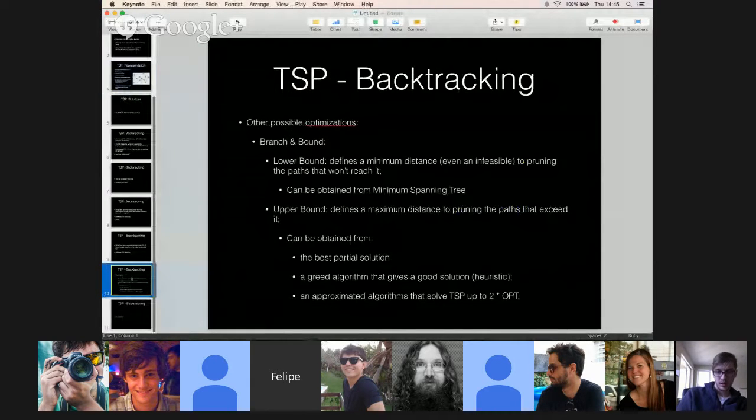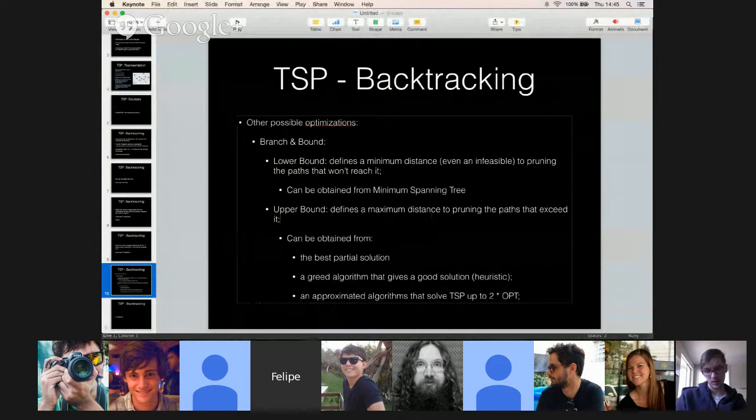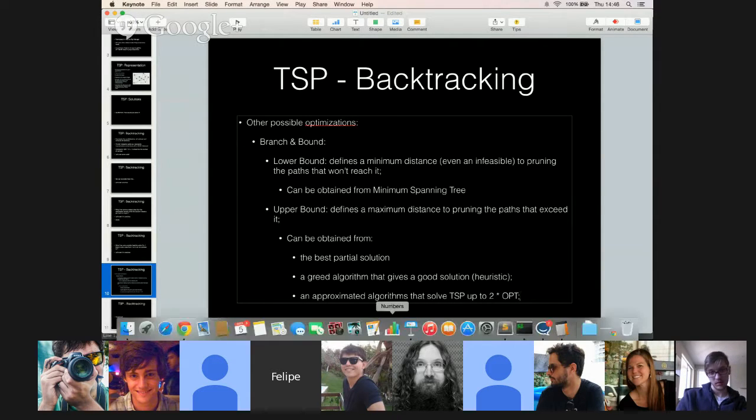And for the upper bound, we can define a maximum distance to abort the solutions that have already exceeded this maximum distance. The upper bound could be obtained from the best partial solution, or a greedy algorithm that gives a good solution but not the best one, or an approximation algorithm that solves the TSP. We have approximation algorithms that solve it with at most 2 times the optimum size. So we can use these bounds to improve the performance.